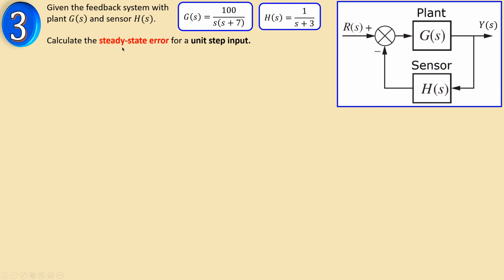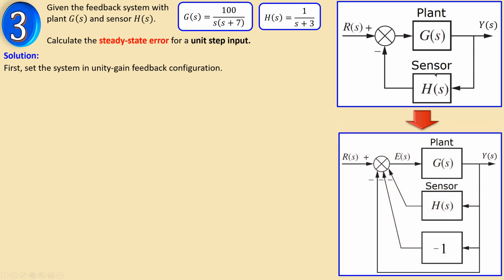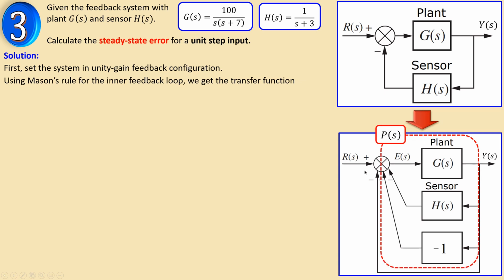In this case, we would also like to calculate the steady state error for a unit step input. Again, non-unity gain feedback, and we need to again adjust this into the right format. So we have the sensor and the plant, with the sensor again in parallel with the -1, in parallel with the +1. And then, using Mason's gain rule, we take this as a controller P.